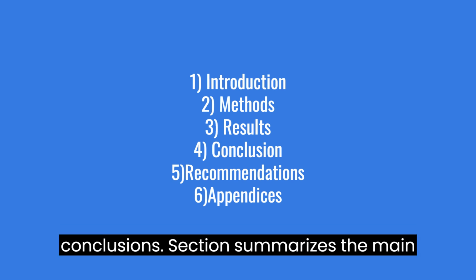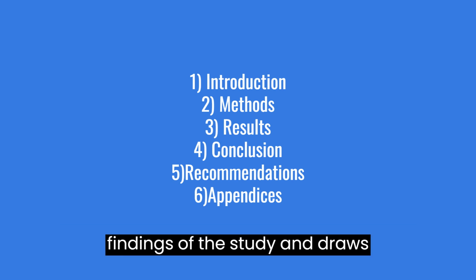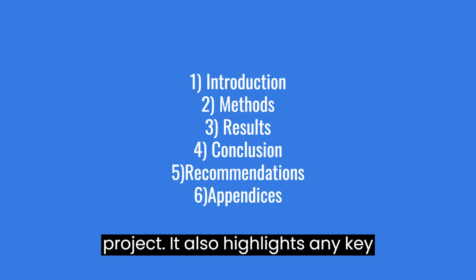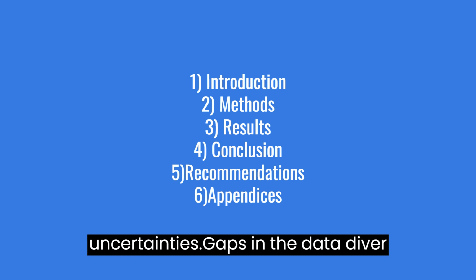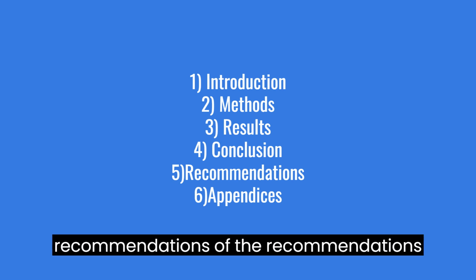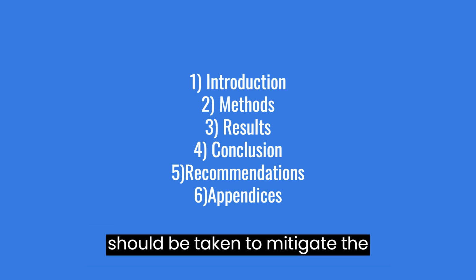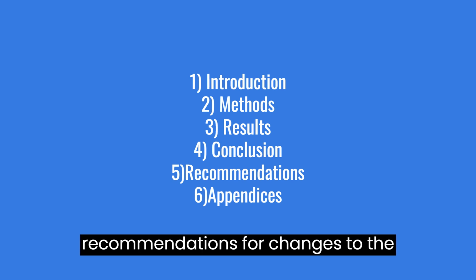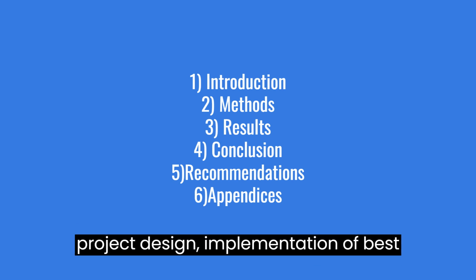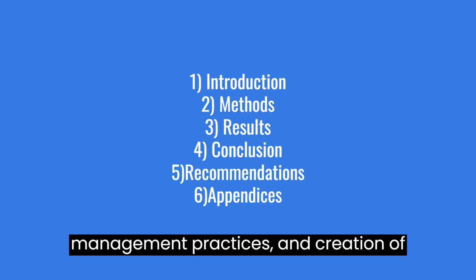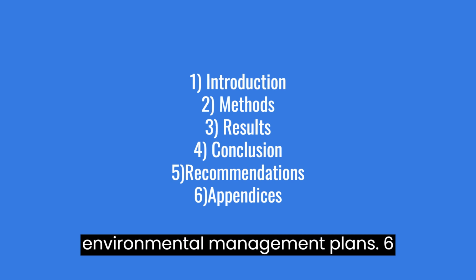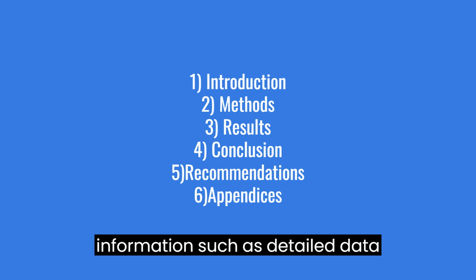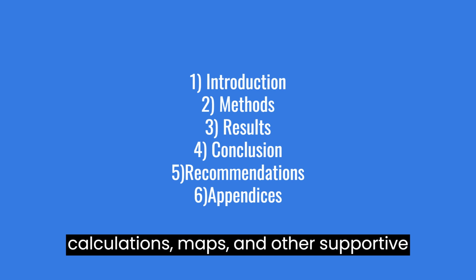4. Conclusions. The conclusions section summarizes the main findings of the study and draws conclusions about the potential environmental impacts of the proposed project. It also highlights any key uncertainties or gaps in the data. 5. Recommendations. The recommendations section presents a list of actions that should be taken to mitigate the potential environmental impacts of the proposed project. This includes recommendations for changes to the project design, implementation of best management practices, and creation of environmental management plans. 6. Appendices. The report includes appendices that provide additional information such as detailed data, calculations, maps, and other supportive documents.